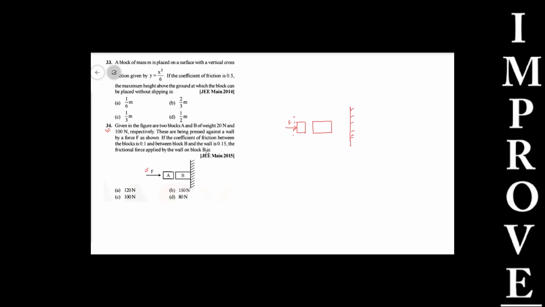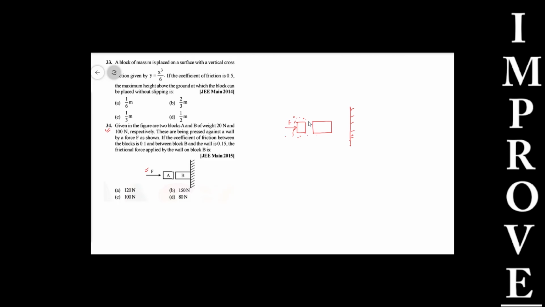Now if I talk about the equilibrium of this, nothing is mentioned whether they are in equilibrium or not. But if they're not in equilibrium, I can always increase the value of F so that the normal reaction increases and the corresponding frictions increase, and the system can be kept at rest. So since nothing is mentioned, I'm going to assume that these are in equilibrium. That means the system is at rest, it's not moving in any direction.